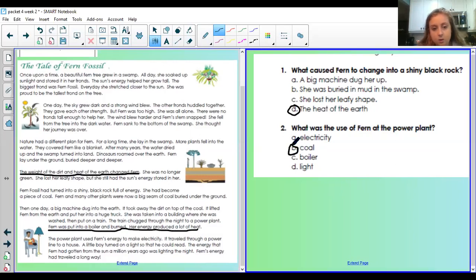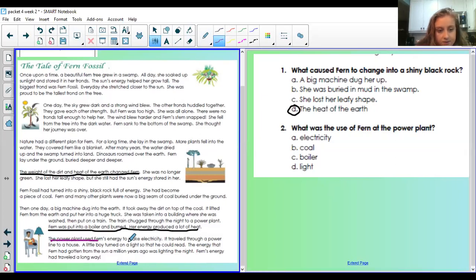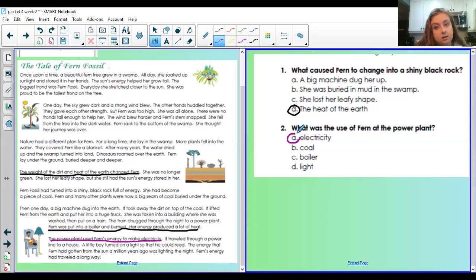Didn't produce light, didn't quite produce electricity yet. Power plant used Fern's energy to make electricity. It traveled through a power line to a house. What was the use of Fern at the power plant? I'm going to change my answer. I want to go back to this. And this is what you should do when you're doing this, because sometimes this happens. It says the power plant used Fern's energy to make electricity. So you had to really read carefully for that question, because they turned her into coal, but the use of the coal was for electricity.